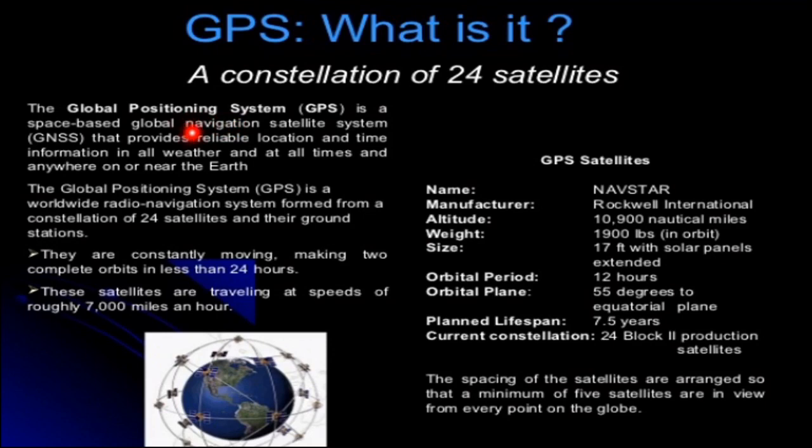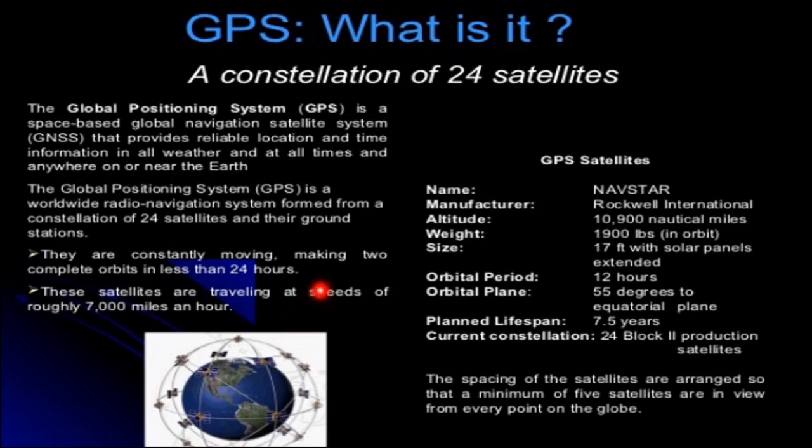GPS is also known as Global Positioning System. Basically, it is a satellite navigation system. Navigation means to find the location. It helps us to find the exact position of an object, whether the object is on land, on sea, or in the air. So it provides reliable location and time information of any object anywhere on the earth.